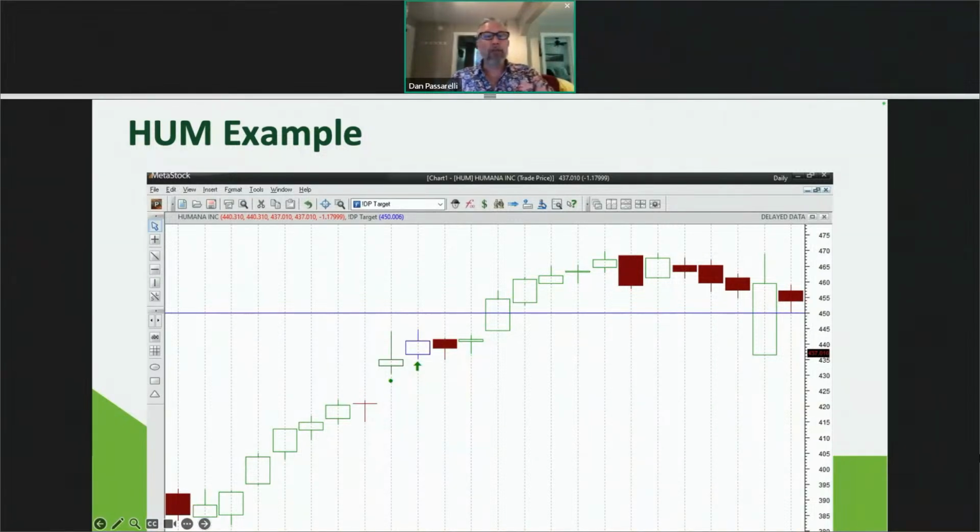Is there an RKO setup here anywhere? Look closely, look closely. Good job. This is the first setup candle. It's actually the first of 6 setup candles that ends here. Again, we have to have 3 or more setup candles.